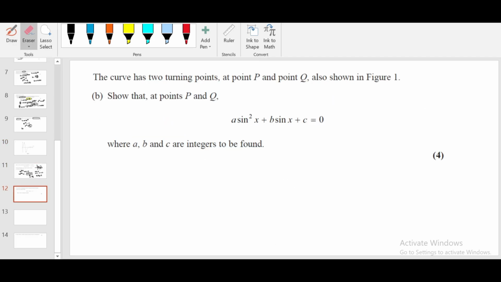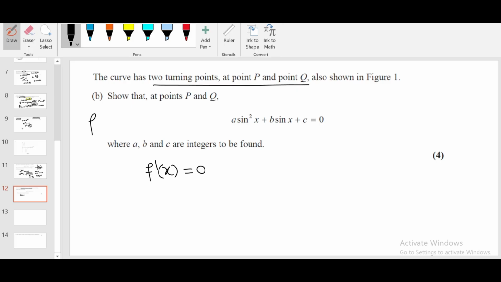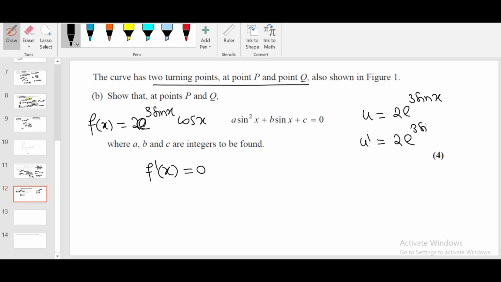Show that at points P and Q, these are the turning points. Whenever the question talks about turning points, you need to differentiate the function and equate it to 0. The function is 2e power 3 sine x times cos x. To differentiate, I'm going to use the product rule. I take the first function 2e power 3 sine x as u. When you differentiate it using the chain rule, the derivative of e power 3 sine x is the same times the derivative of 3 sine x, which is 3 cos x, so it's 6e power 3 sine x times cos x. Take v as cos x, derivative of v is negative sine x.